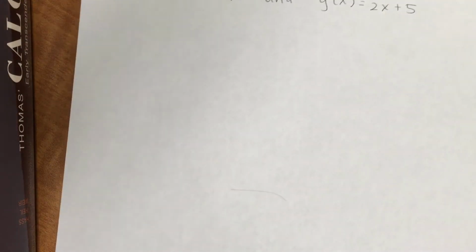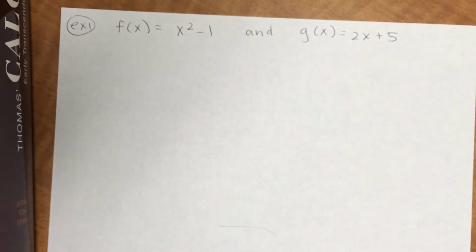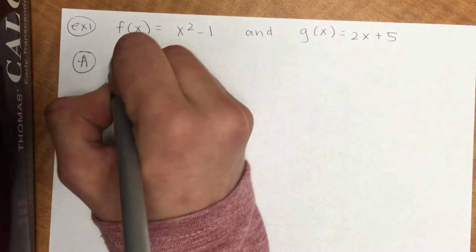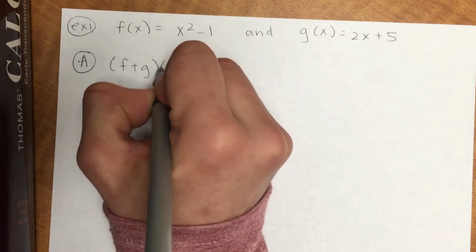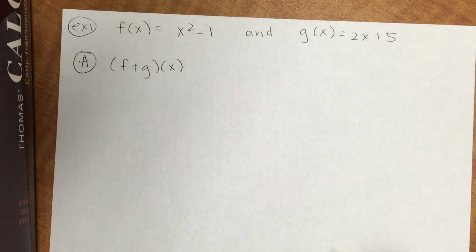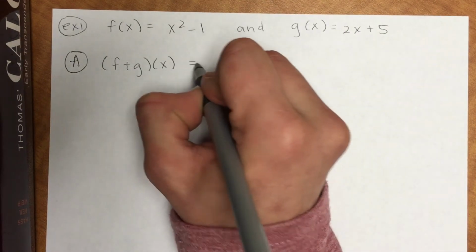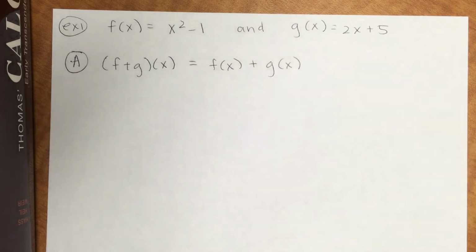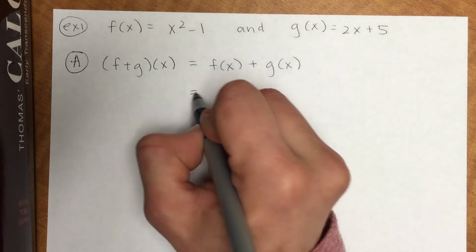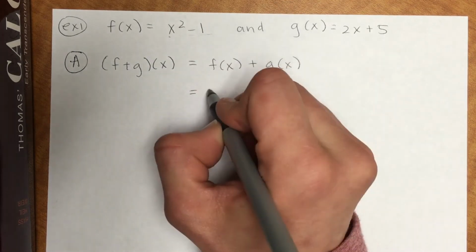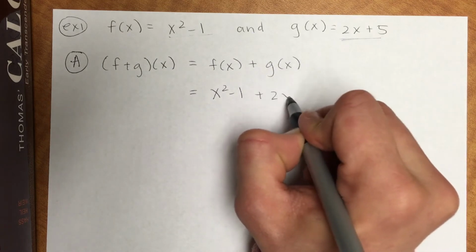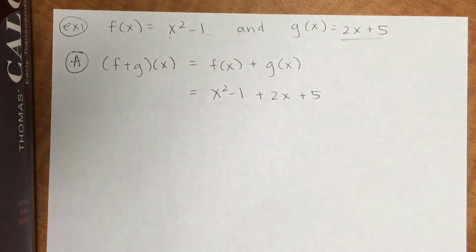So example number 1, let's let f of x equal x squared minus 1 and g of x equal 2x plus 5. So part A, let's first figure out what f plus g of x is. That's the notation you'll see. It may help you to write it f of x plus g of x. So we're going to take our f of x function, this x squared minus 1, and we're going to add our g of x function to it. All you have to do here is combine like terms.